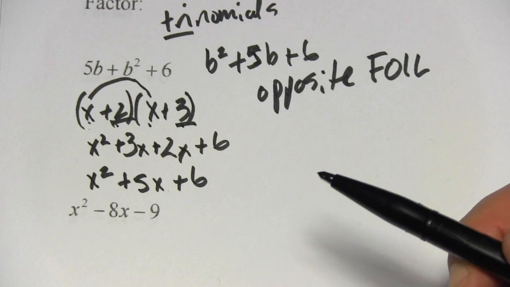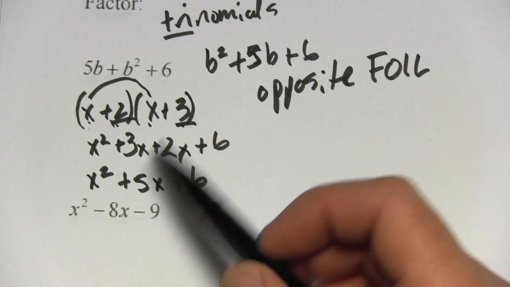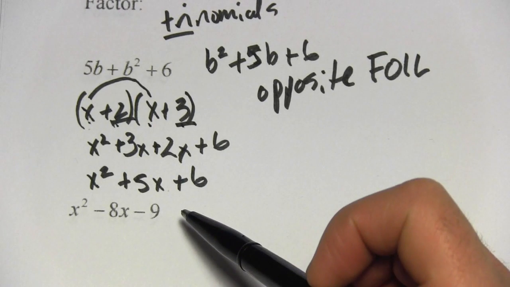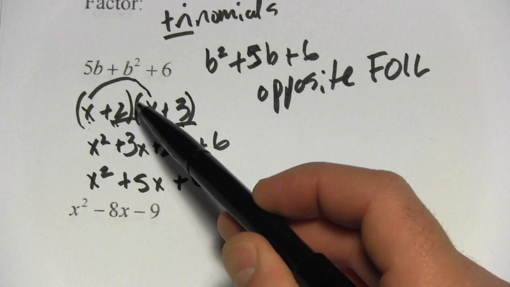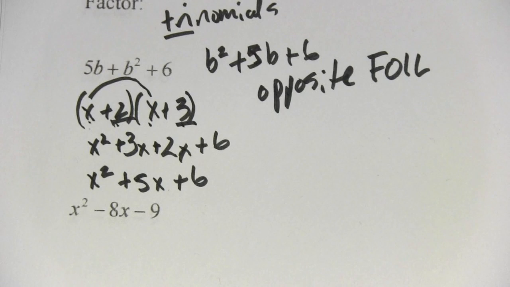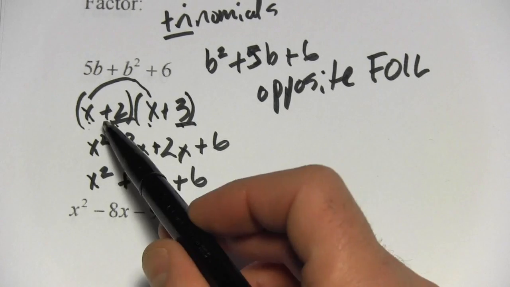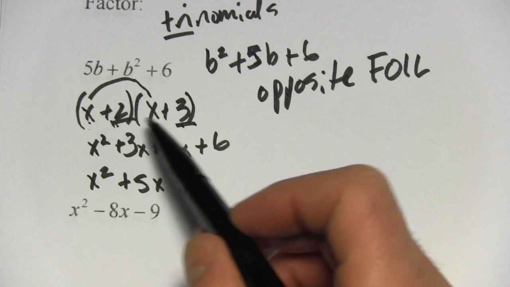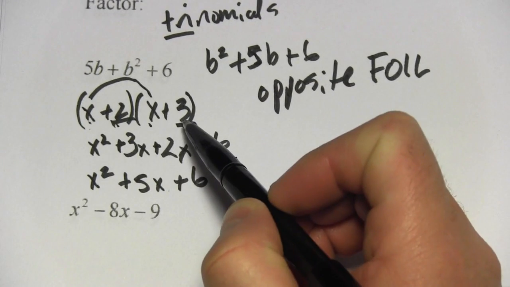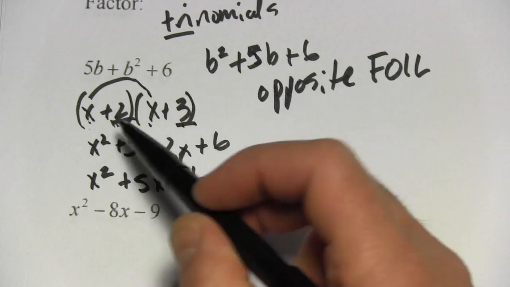Factoring is going backwards. And what you'll see here is I basically did the same problem. This has got b as the variable, this has got x as the variable, but this is the FOILing that would end you up with a trinomial that looks like that. These are the factors that multiply together to give you that trinomial. What we're trying to do is find the factors. So how do we do this in a general way?